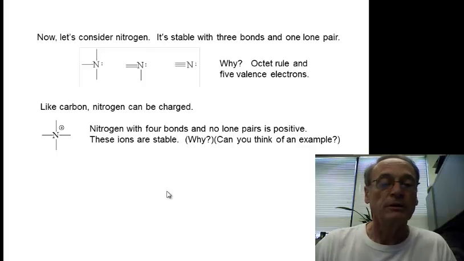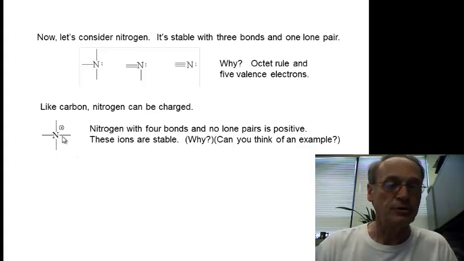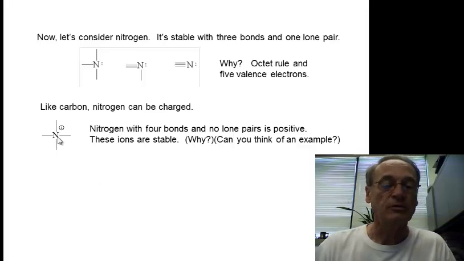Now, like carbon, nitrogen can be charged. In this case, it has 4 single bonds and a positive charge. Anytime nitrogen has 4 bonds and no lone pairs, it will have a positive charge. Again, can you think of an example like that from general chemistry? Go back and review your polyatomic ions. These ions tend to be quite stable.